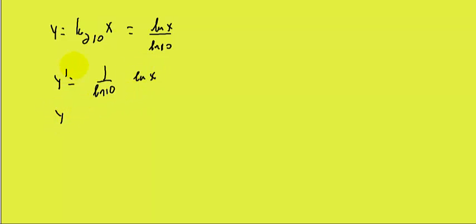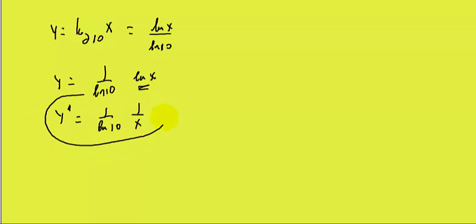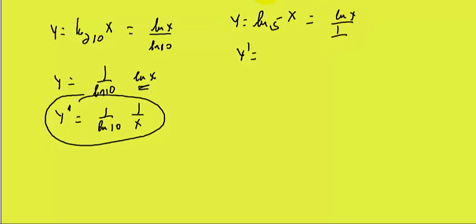So y, oops, not y prime yet, that's still a y. My y prime is 1 over ln of 10, and the derivative of ln of x is 1 over x, and there it is. So if you have a function like y is equal to log base 5 of x, then for y prime, we'll rewrite this as ln of x over ln of 5.